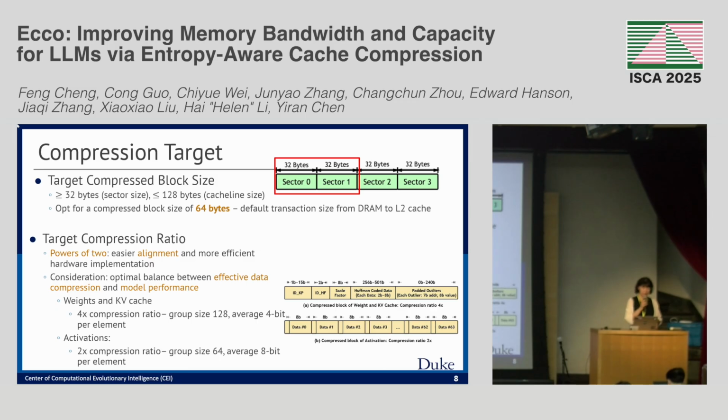For weight and KV cache data, we use a 4x compression ratio. So in every group of size 128, each data element will have an average of 4 bits. And for the activation, we designed a 2x compression ratio.